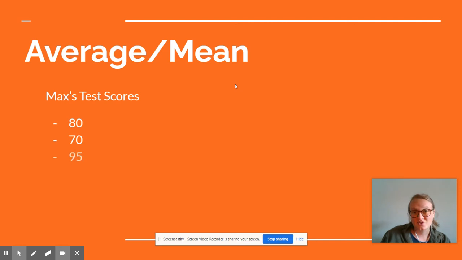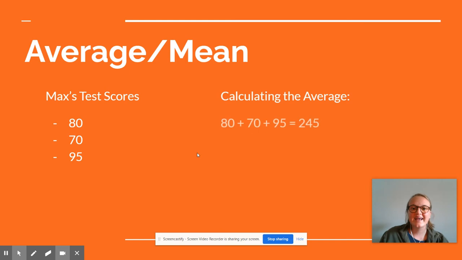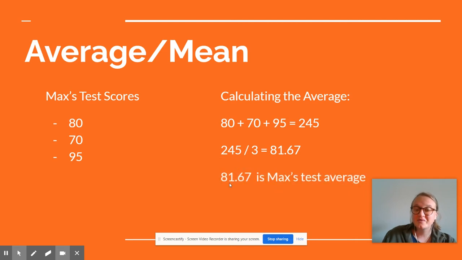Max got his test scores back for first quarter, and they were an 80, a 70, and a 95. He wants to figure out what his average test score was. So what he's going to do is add up all of his test scores right here. 80, 70, plus 95 is 245, and he's going to divide that by the number of test scores that he has, which is 3. So 245 divided by 3 is 81.67. So 81.67 is Max's test average.